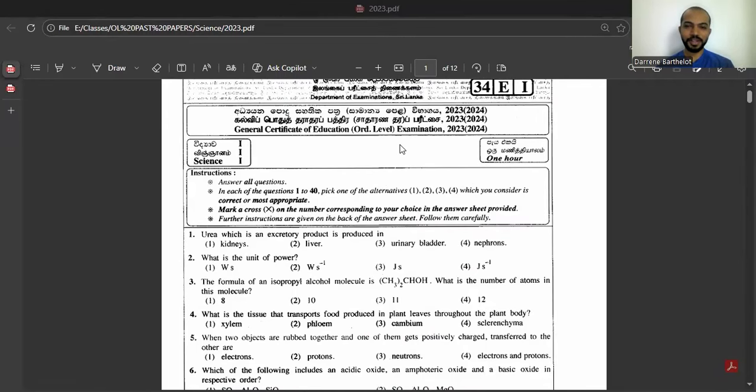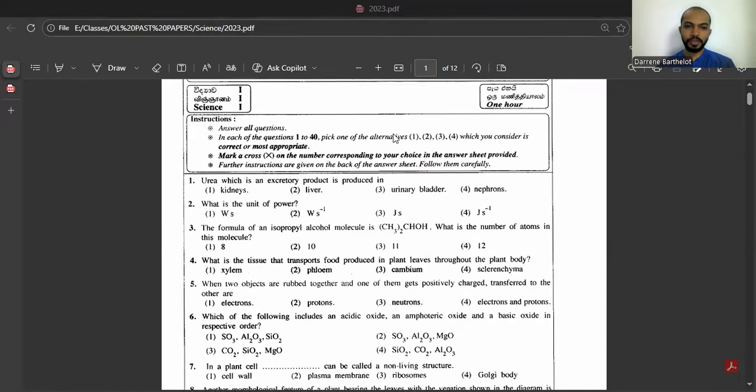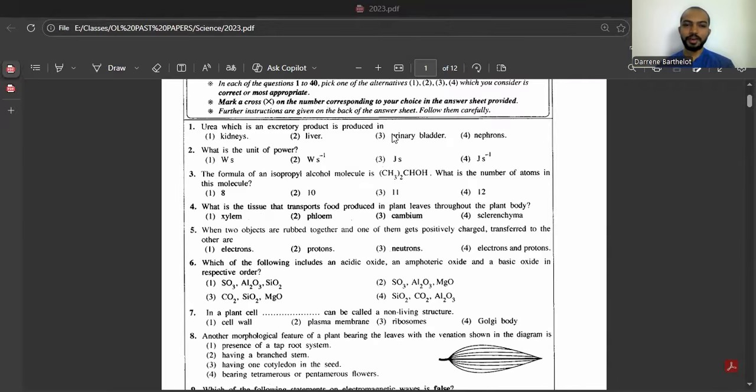So today we are going to discuss the 2023 O-Level Past Paper MCQ part. So let's move on to question number 1. Urea, which is an excreted product, is produced in. So urea is produced in the liver and it's excreted by the kidneys, right?